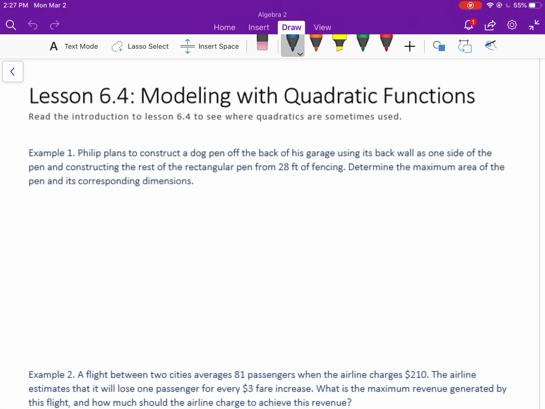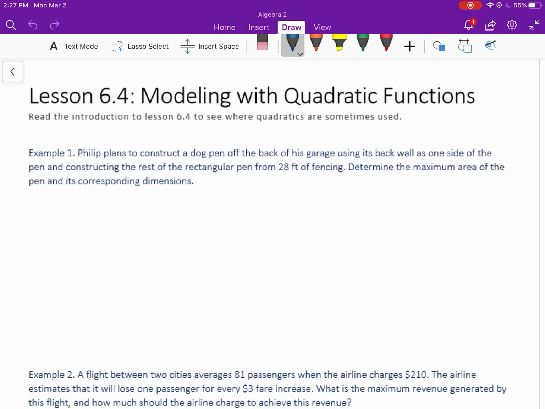In this lesson, we'll be looking at modeling with quadratic functions. In the past, we have modeled some different situations with linear equations, and now we'll look at some situations where we can use quadratic functions. So let's just jump right into this, and we'll see where this comes up.